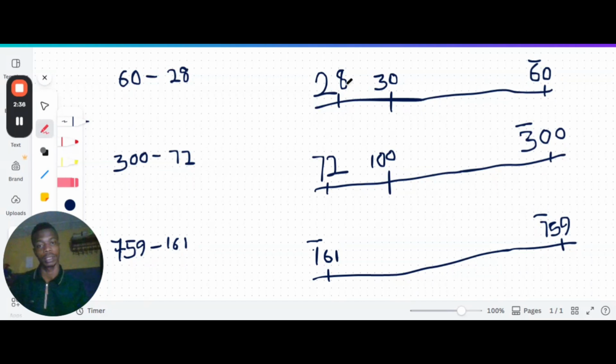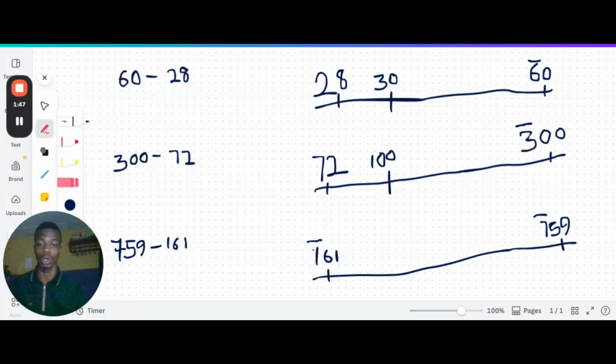Okay? The nearest tens here is not going to be 10 because this is already 20. 20 is higher than 10. The nearest tens won't even be 20. The nearest tens here has to be higher than this, but lower than this. So we use 30. 30 is higher than 28 and lower than 60. Now this is 100, this is 100. So you have to put in the nearest hundreds.